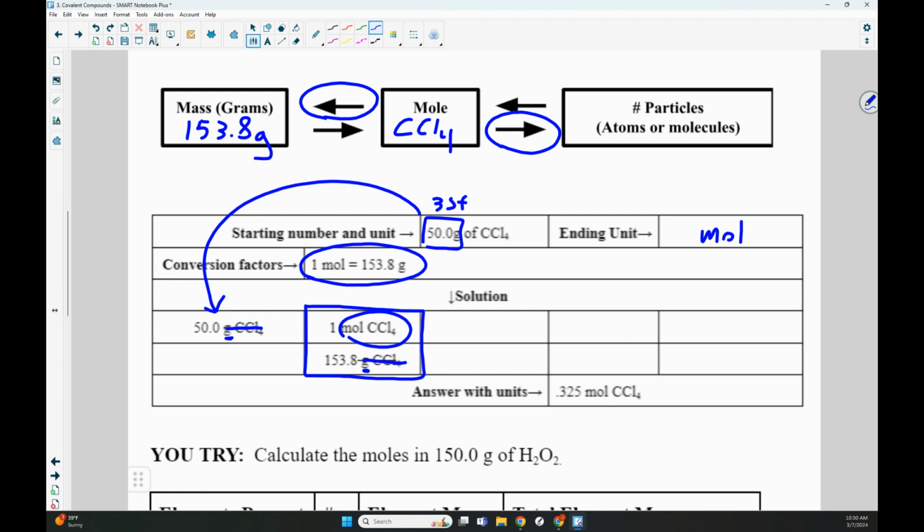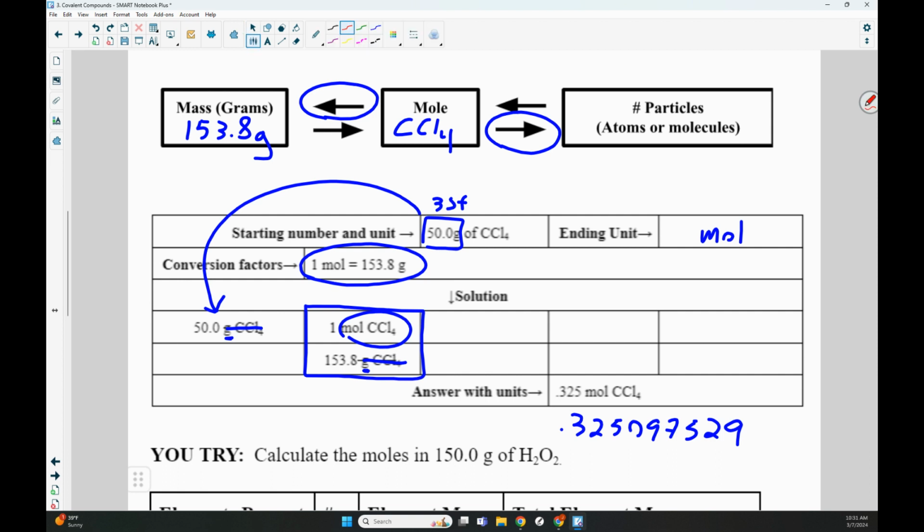So I plug everything into the calculator, multiplying across the top and dividing down. So I take 50.0 grams and multiply it by 1, which of course is going to be 50 grams. And then I divide by 153.8 grams. And here is my calculator answer. I get 0.325097529.